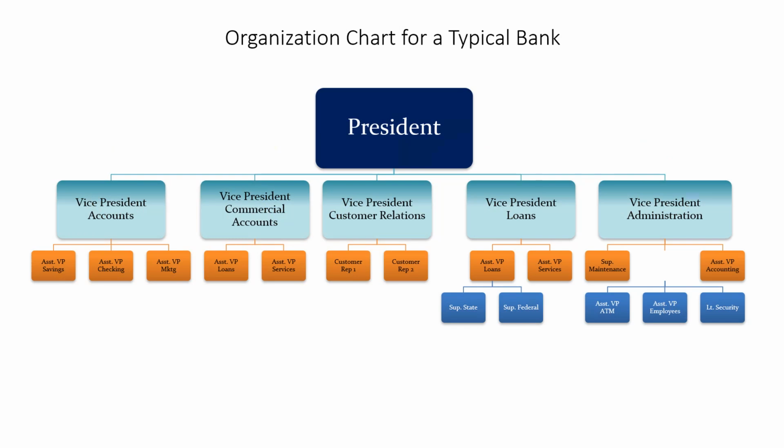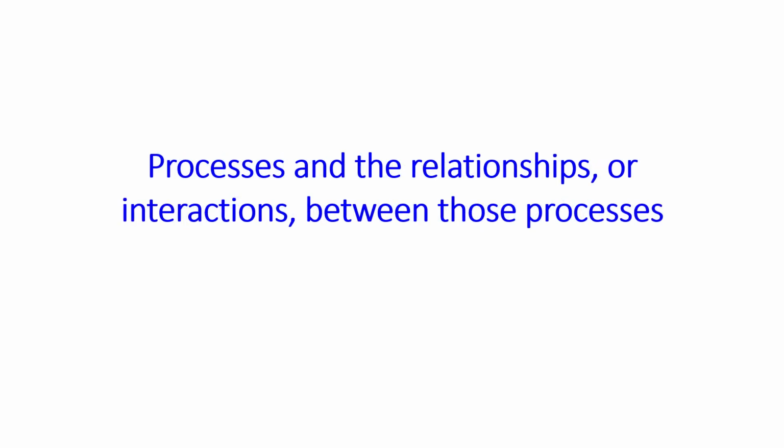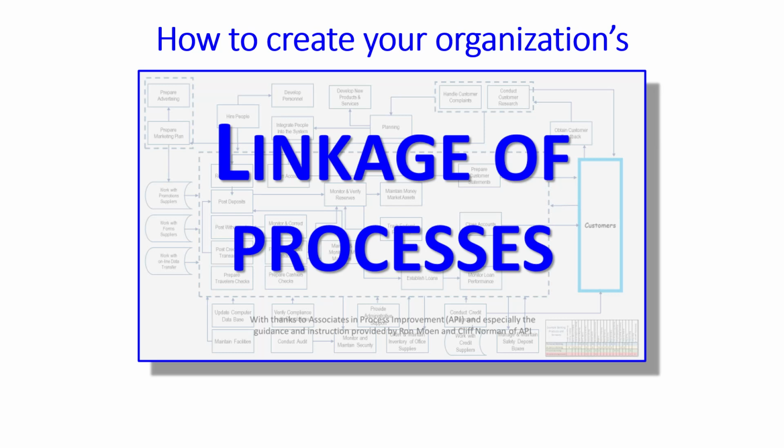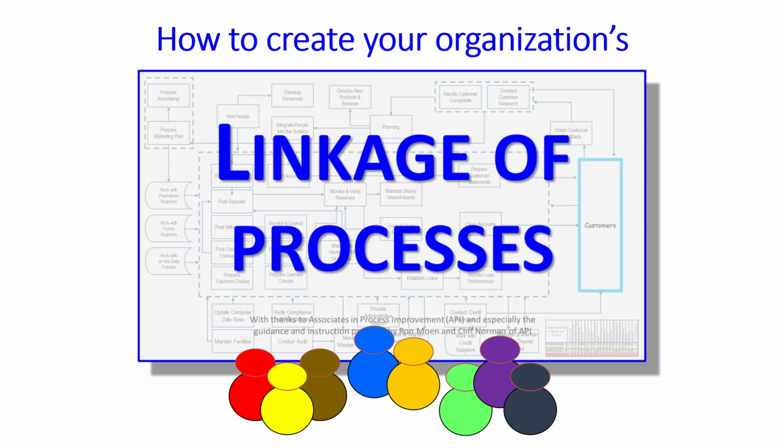Our typical organization chart shows only people and reporting structures. This view of the organization is limited and not very useful for operations and improvement planning. A different view of the organization is needed. One that shows the work performed in the organization, meaning its processes as well as the relationships or interactions between those processes. We will follow 8 steps to create a linkage of processes for your organization.